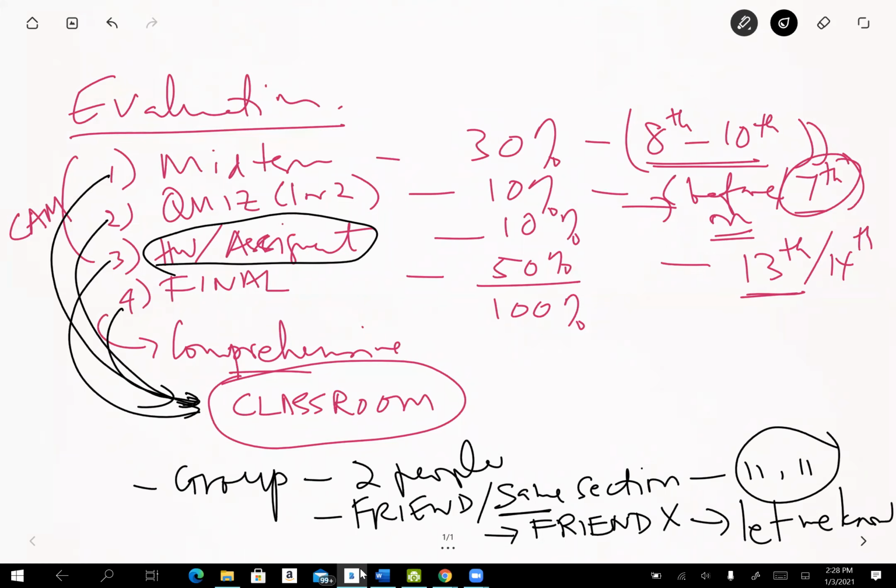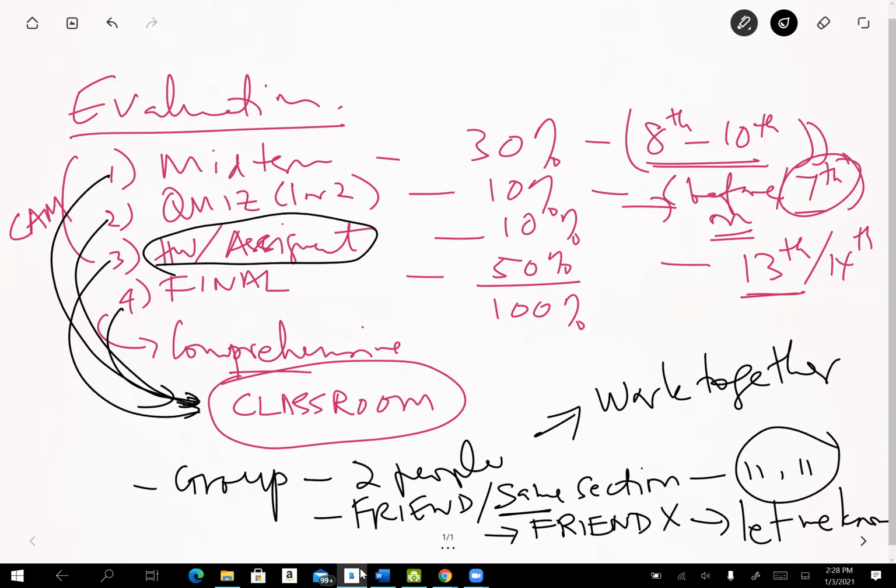So it doesn't matter whether the group member is your friend or not. The most important thing is to work together. Not necessarily your friend, you can have somebody that you don't know, then that becomes your new friend. Most important, you work together and discuss, and that is good for you. Discussion is good. So you discuss the problem, and then you prepare the work. And this homework, after you discuss, you just prepare by the group.